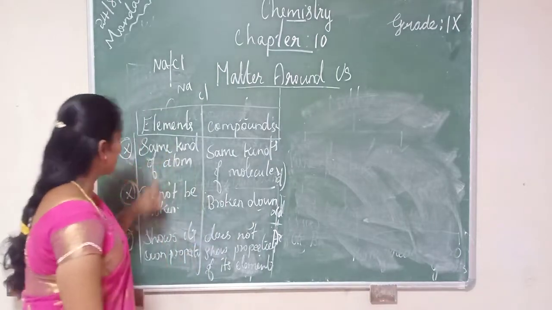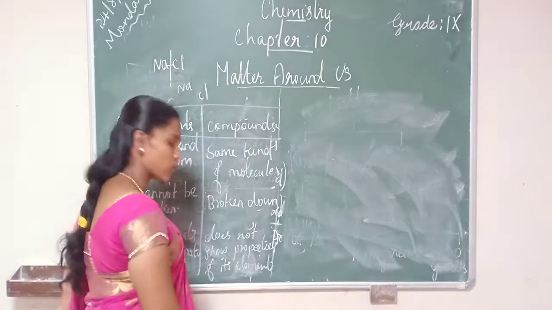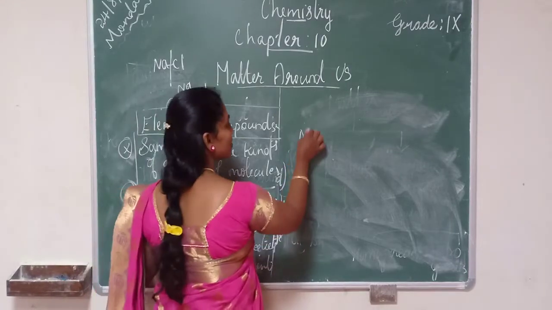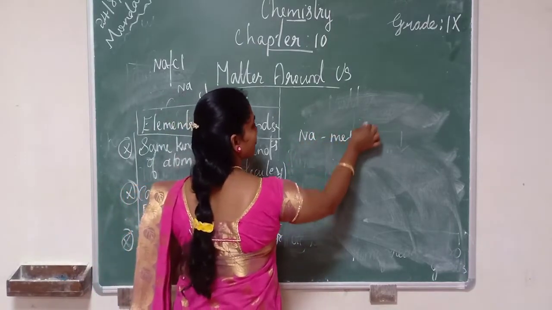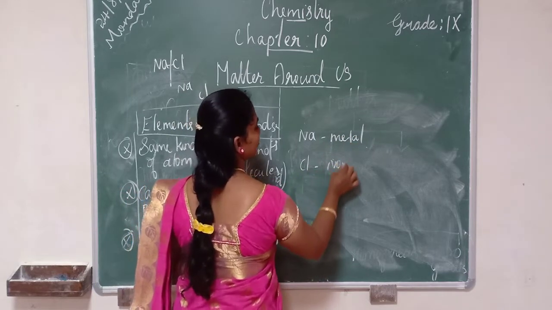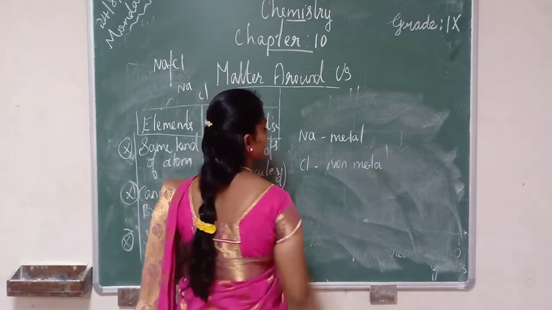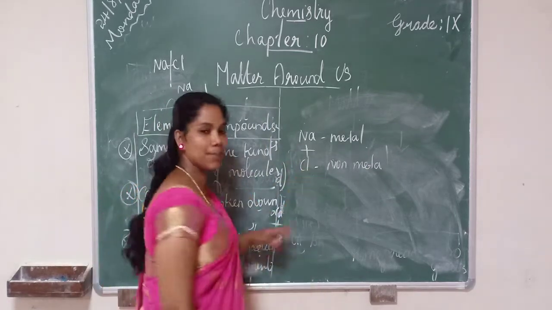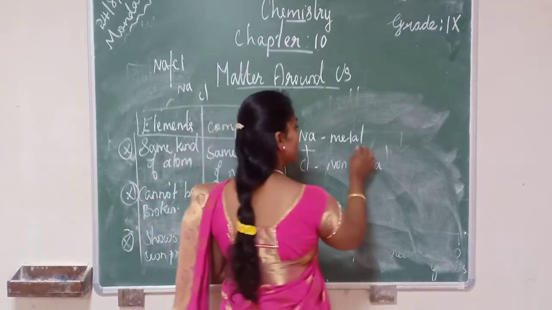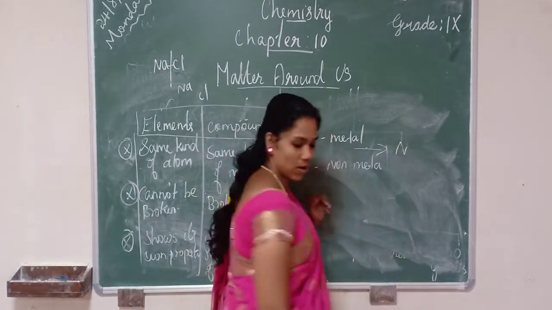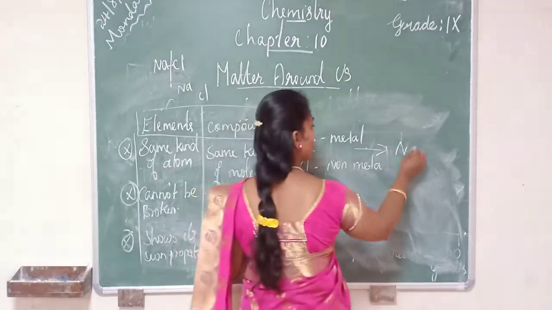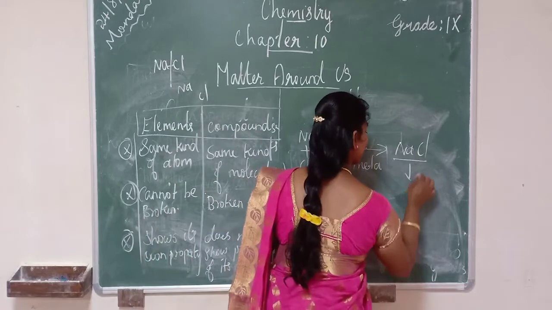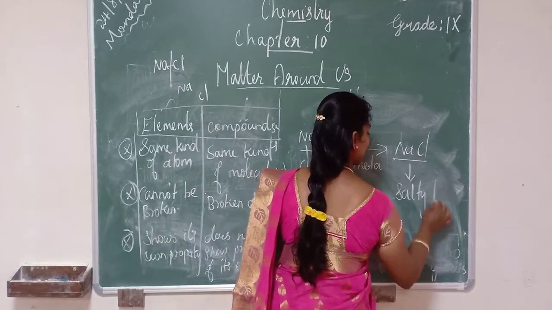The third point: elements show their own properties, but compounds do not show the properties of their elements. For example, sodium is a metal, and chlorine is a non-metal. Chlorine gas is a poisonous gas, isn't it? But when they combine chemically, they produce a new compound called sodium chloride. We know they use it for taste. It gives a salty taste.